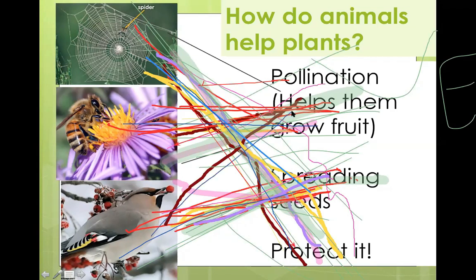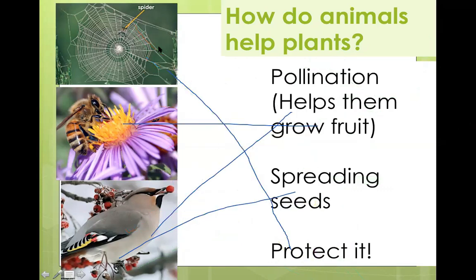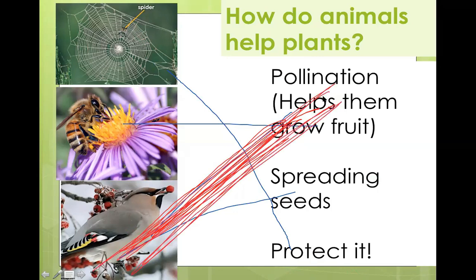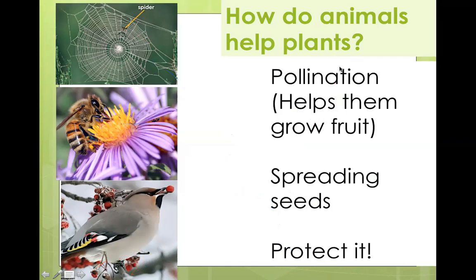One person put the bird going up here. So the spider helps protect it. Great job. The bee helps spread pollen so they can grow fruit and seeds. Very good. The bird helps spread the seeds by eating them. And someone drew the line here. That's also true. Some birds, like hummingbirds, also eat nectar like bees. Bees eat nectar and collect pollen. Some birds, like the hummingbird, also eat nectar, and therefore they also spread pollen. Very good, everybody.